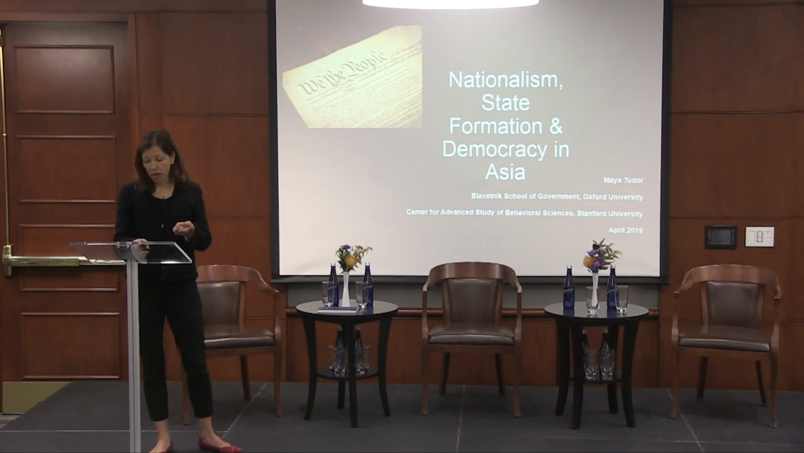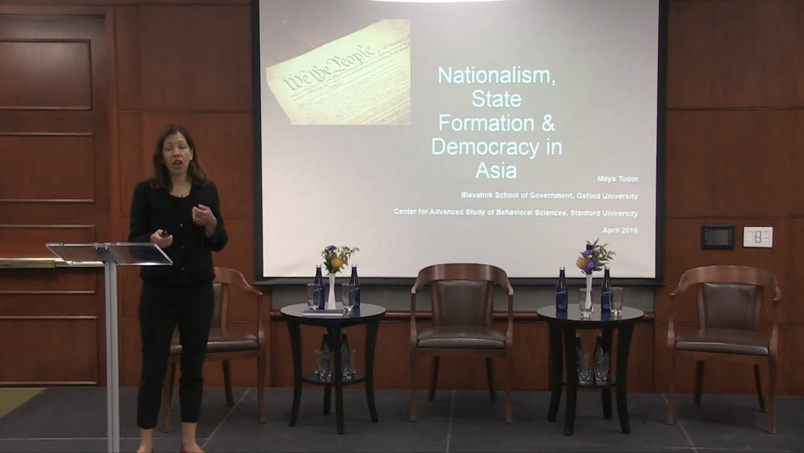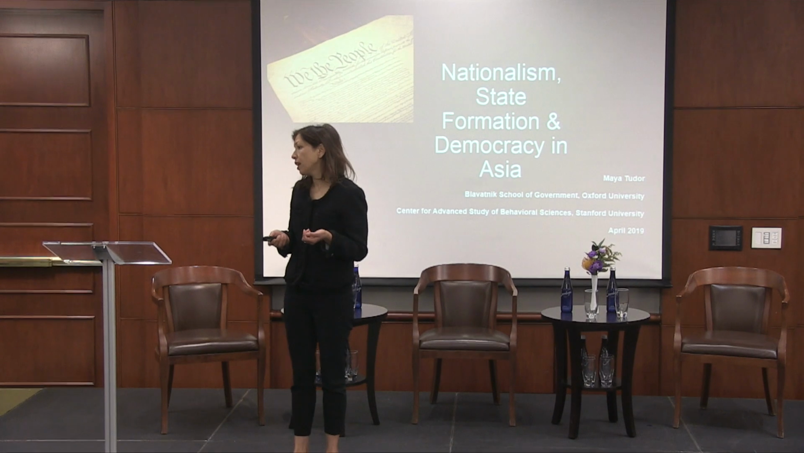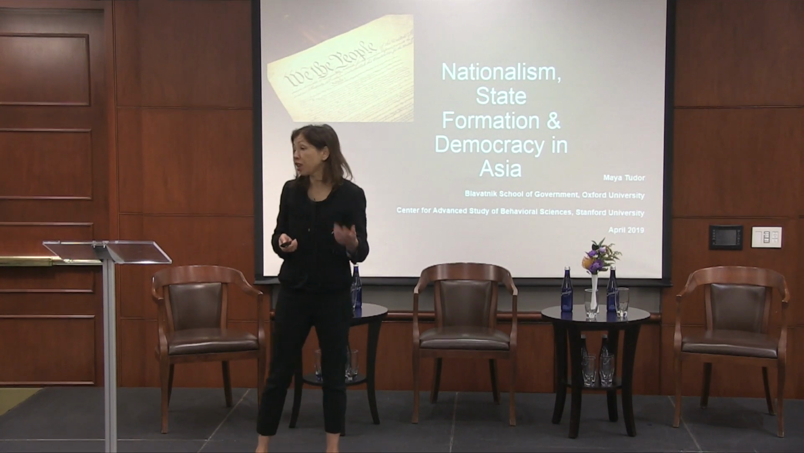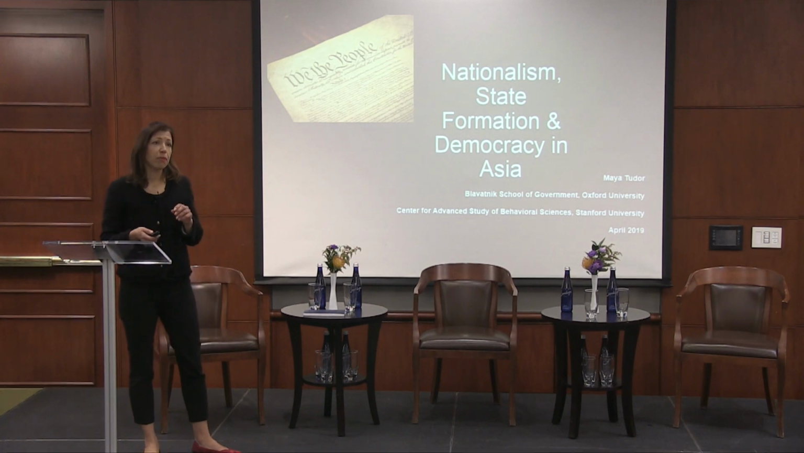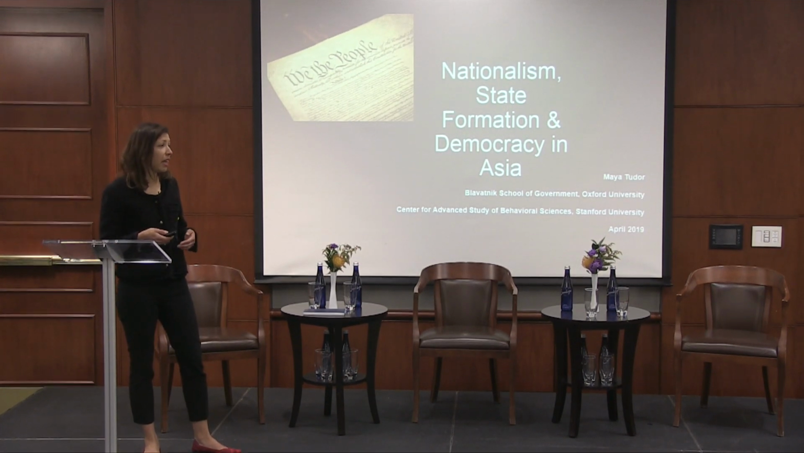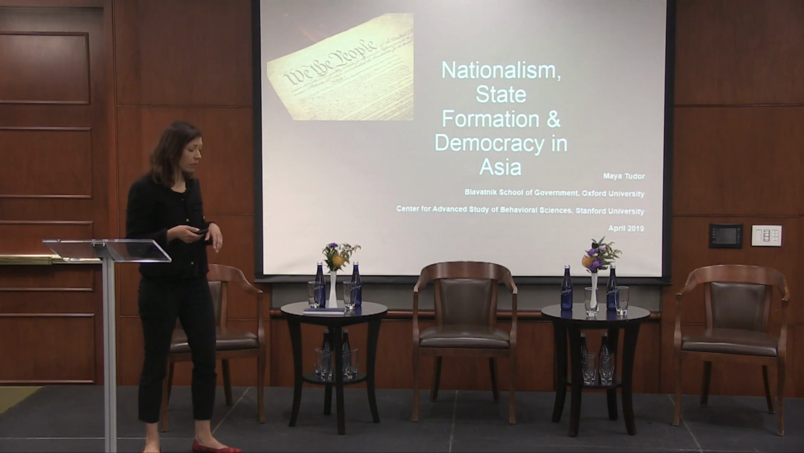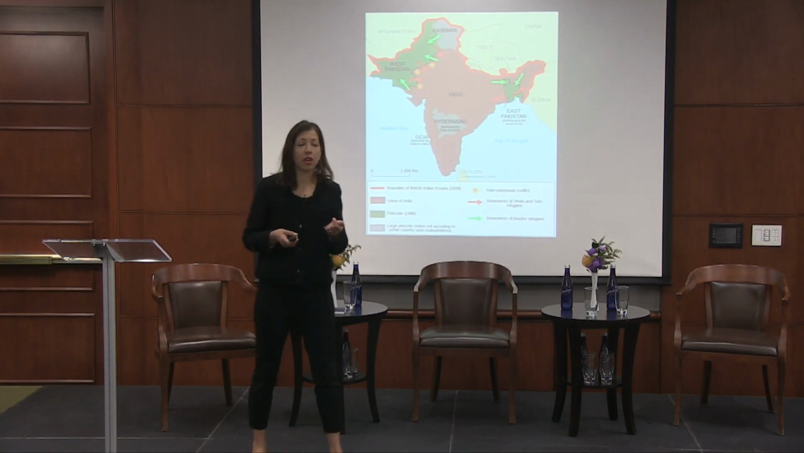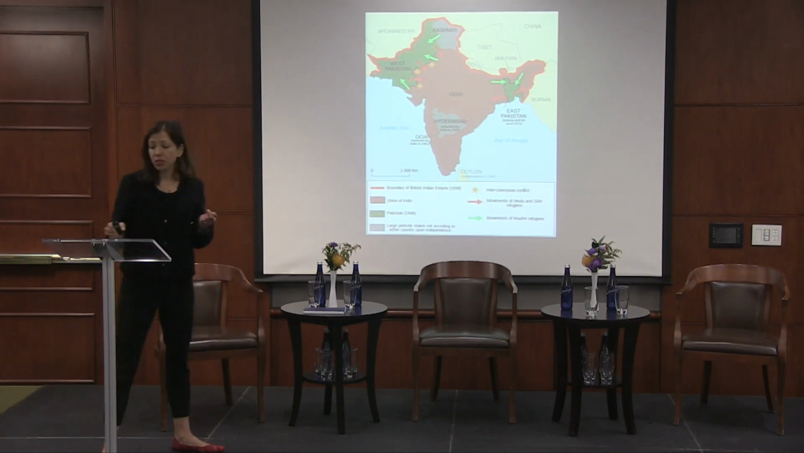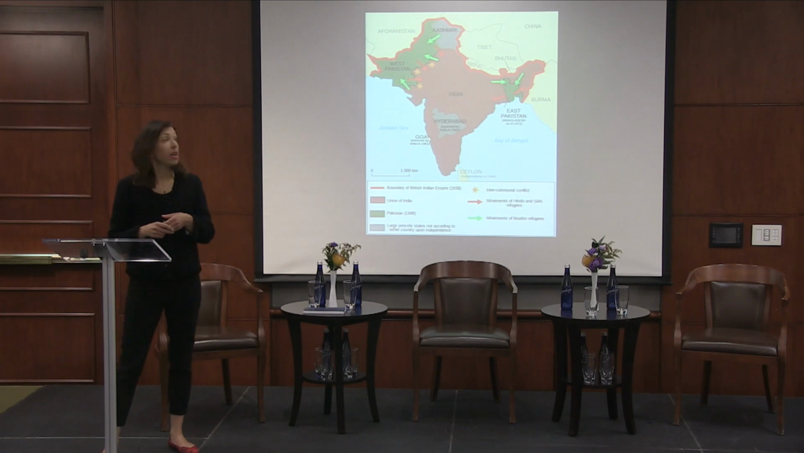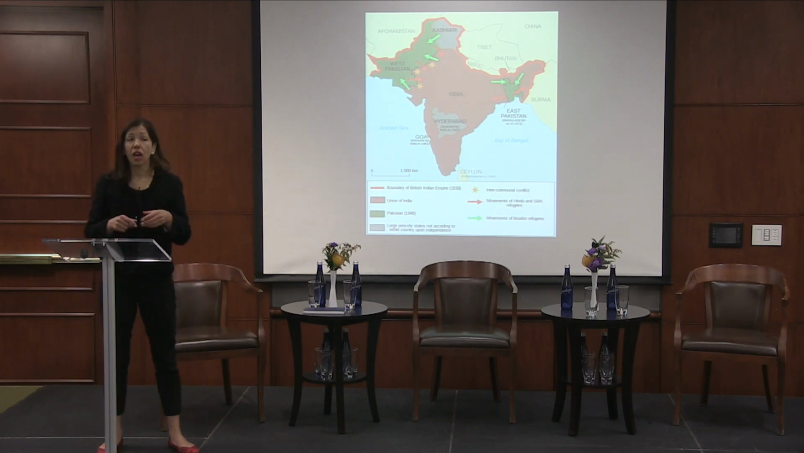And that puzzle is why two countries that have largely similar historical, economic, and colonial inheritances look so different almost immediately after they gain colonial independence. And those two countries are India and Pakistan. So what you see here in this map, outlined in red, is British colonial India in 1939.